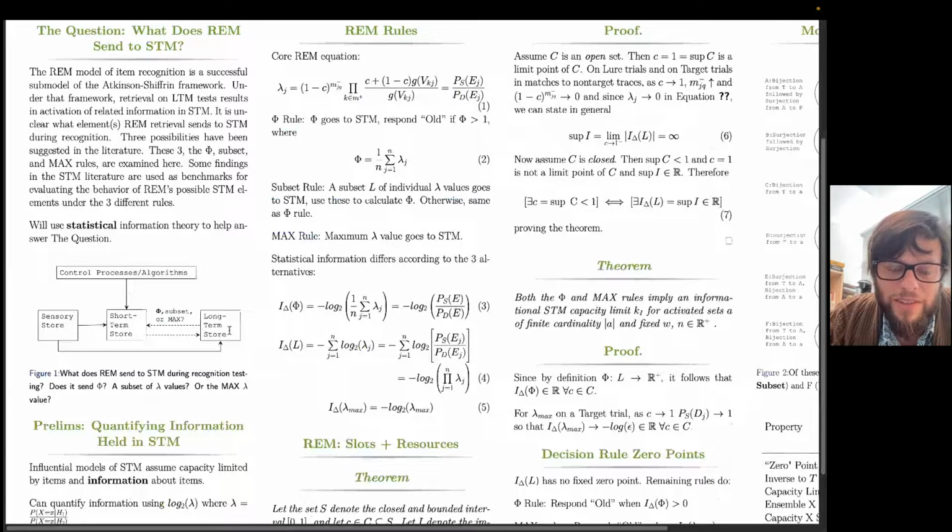But the point is that there's a huge difference between just getting a phi into short-term memory and loading up, maybe into a buffer, but still in the short-term memory system, a bunch of individual lambda values. But otherwise, the calculation will end up being a phi. And so these two will be very, very similar. And if you're just looking at the basic calculation, the max rule would be a value of lambda goes into STM.